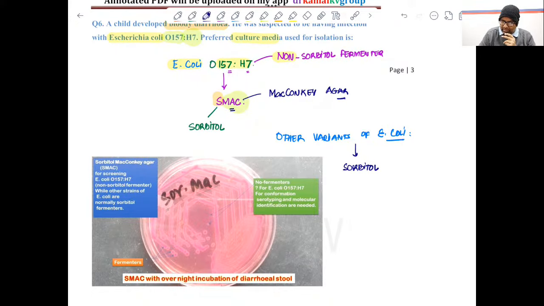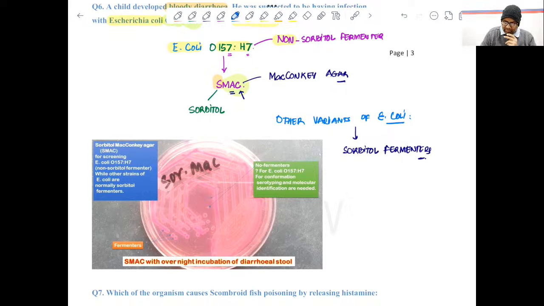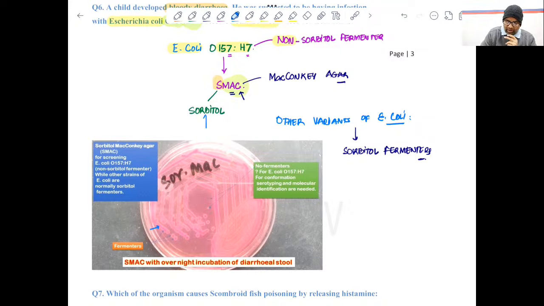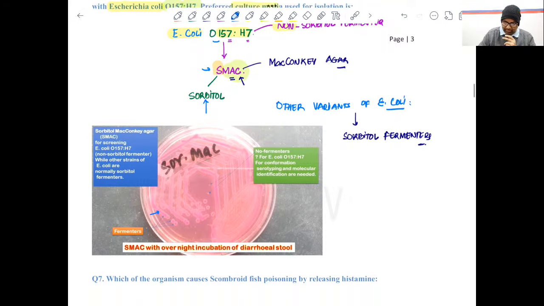So all these other variants are sorbitol fermenters. Clear? So we will go for SMAC. Here you can see the non-fermenters and the fermenters of sorbitol on McConkey agar culture media. So we look for sorbitol fermentation in SMAC medium. Clear? So this is SMAC, especially for E. coli 0157 H7. Clear?